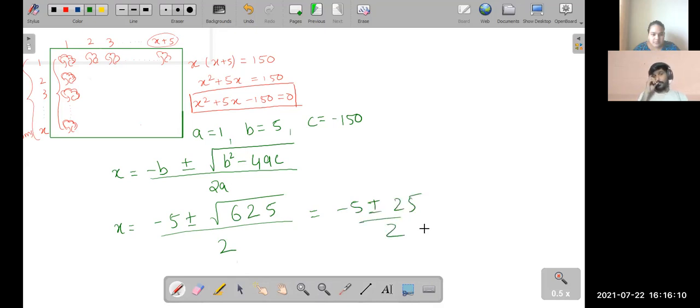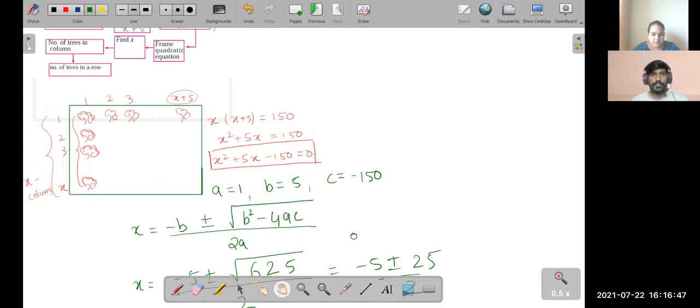So if you do x equals minus 5 plus 25 upon 2, then x is equal to 20 upon 2, so 10. And if you do x is equal to minus 5 minus 25 upon 2, then x is equal to minus 30 upon 2, which is minus 15.